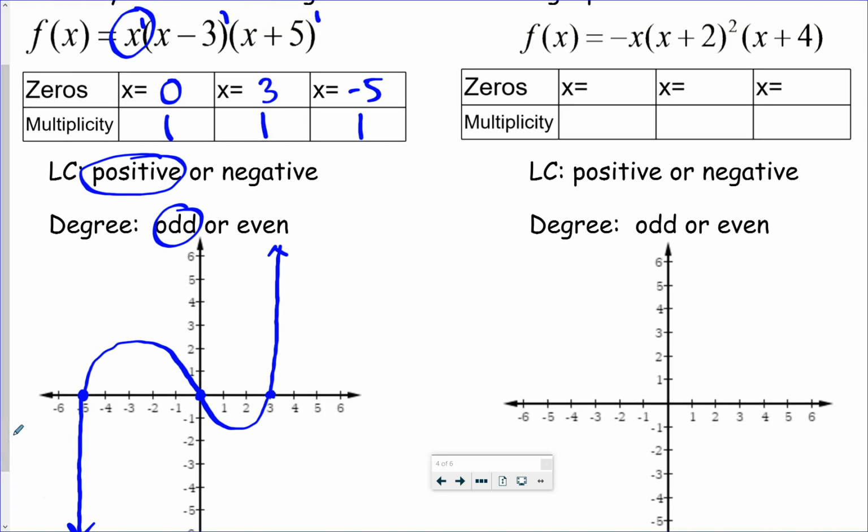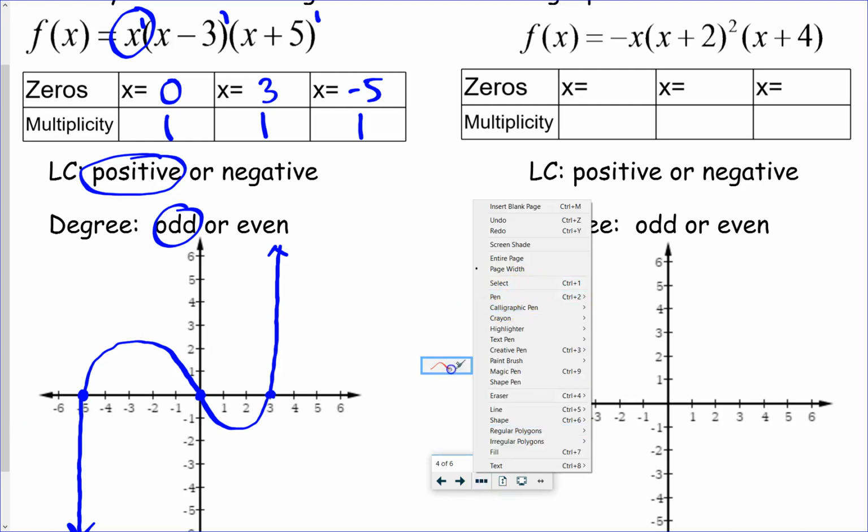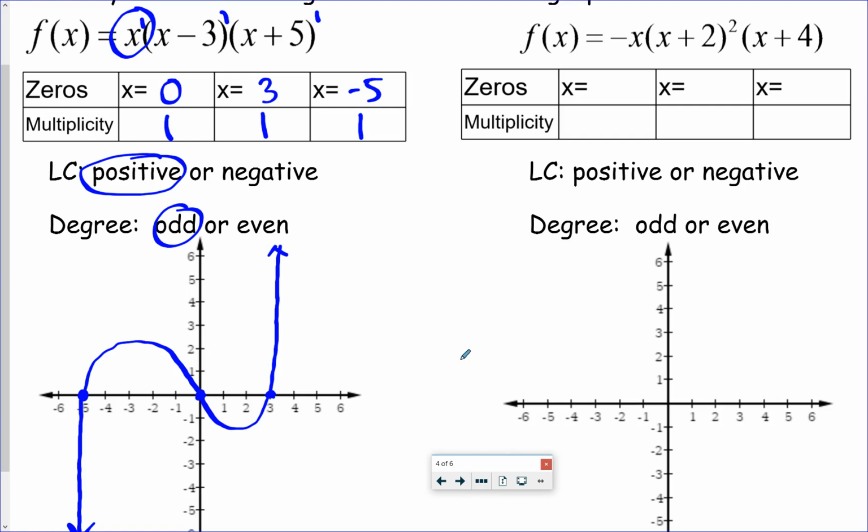Alright, how is this next one a little bit different? My A is negative. And there's a multiplicity of 2 showing up. So let's see how that changes what we do. Alright? So, negative x times x plus 2 squared times x plus 4. So what are the zeros going to be? 0, -2, -4. Good. What is the multiplicity when x equals 0? 1. 2. 1. The multiplicity when x equals negative 2. That was right here, yep. And then 1. Good.